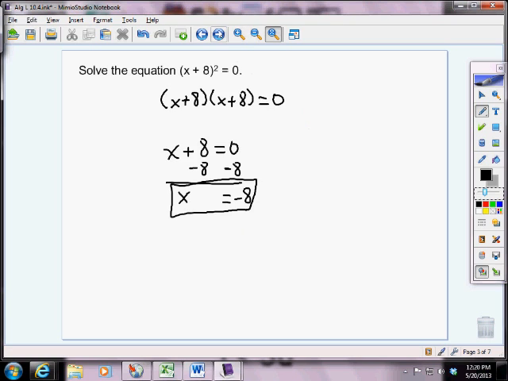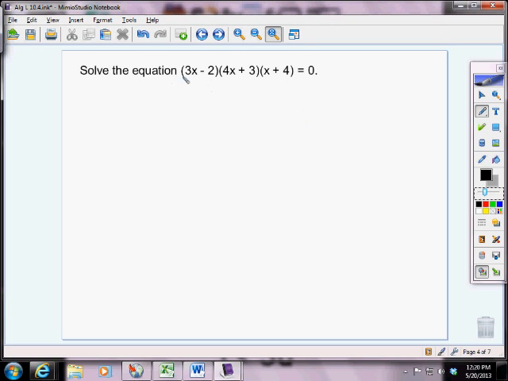Let's look at one more example. Now notice in this one, it's actually a cubic equation. There's 3 linear expressions here. Treated the same way. If this times this times this has to equal 0, then one of them has to equal 0. So we're just going to set all 3 equal to 0. So solve each of them.